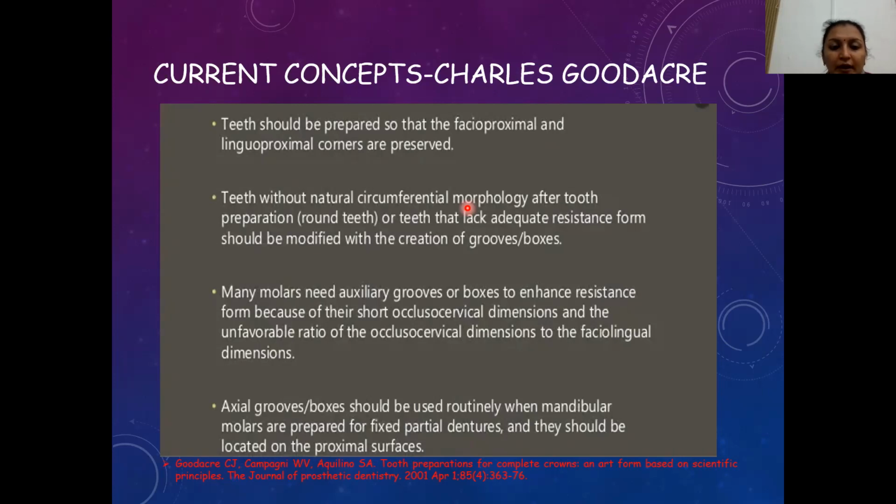Many molars need auxiliary grooves or boxes to enhance the resistance form because of their short occlusocervical dimensions and the unfavorable ratio of the occlusocervical dimensions to the faciolingual dimensions. Axial grooves or boxes should be used routinely when mandibular molars are prepared for fixed partial dentures, and they should be located on the proximal surfaces.